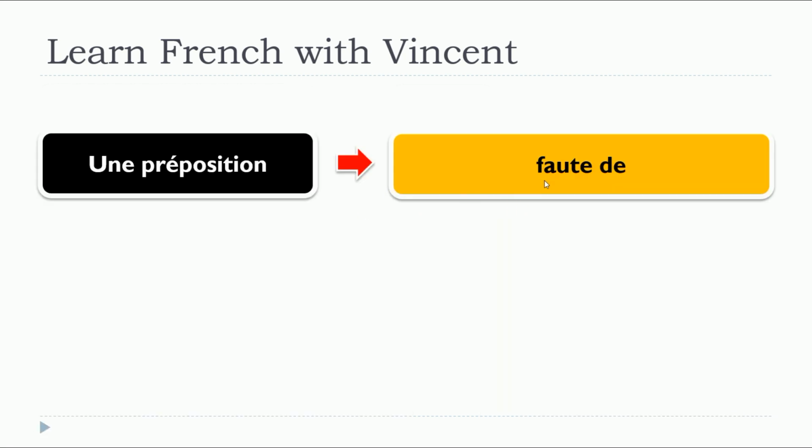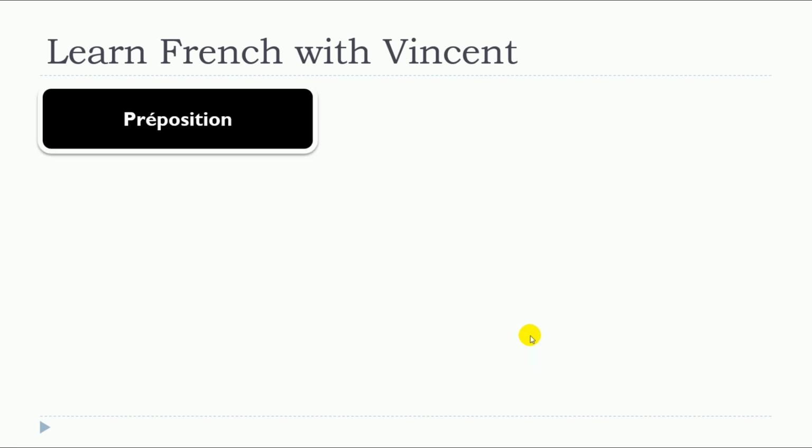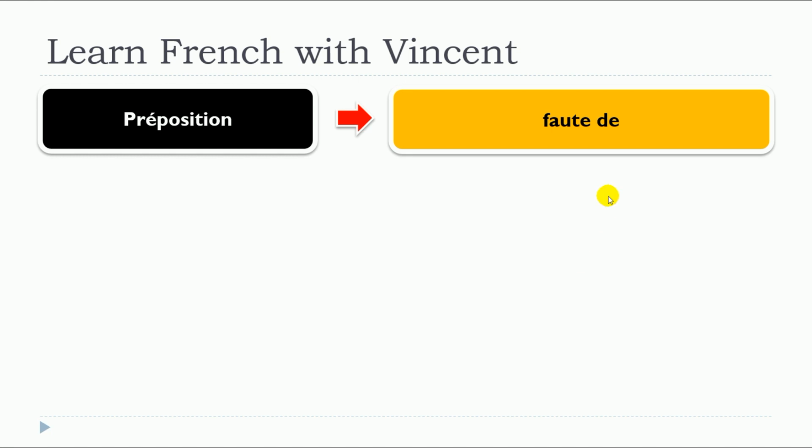So this lesson is about faute de, and the preposition faute de can be translated into due to lack of, for lack of, in the absence of, and because of the absence of in English. So we will see 4 examples with faute de.